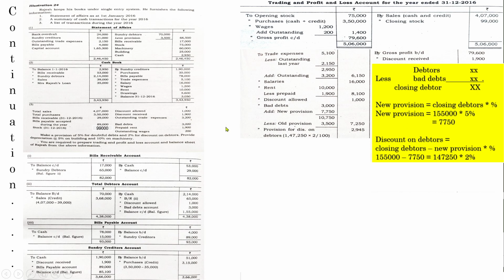But still there is a provision of 5%, that is, there is a chance that 5% of debtors might be doubtful. So do we have to provide a discount for the full 1,55,000? No, because out of 1,55,000, 5% is not good. Maybe they will fail or not, we don't know. 5% we have created as provision. So we need to deduct that provision to get the good debtors. So closing debtors 1,55,000 minus new provision, you will get good debtors. And for these good debtors we will give discount.